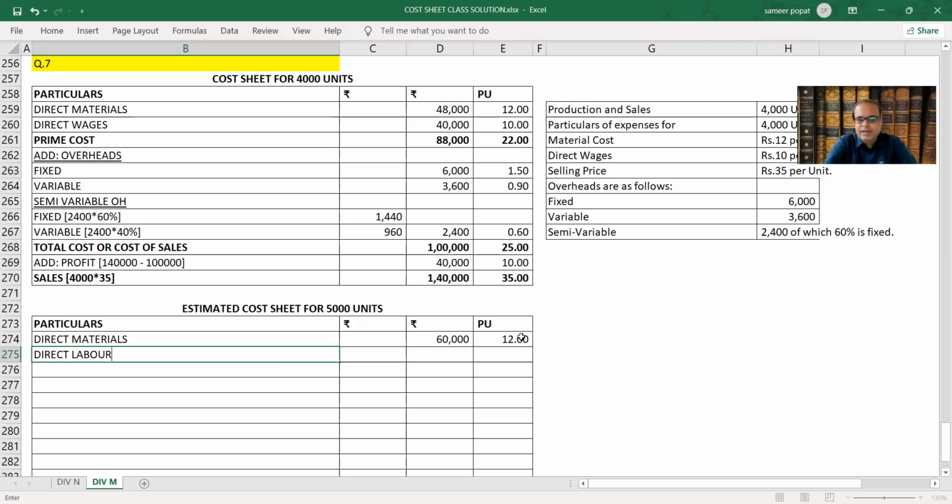Similar rules will be applied for direct labor, direct wages. Again, direct wages is considered to be the variable cost. So 10 rupees would remain constant. So if I multiply this 10 by new quantity 5,000, I will get total 50,000. Let us take the total, that would be prime cost. If I divide it by 5,000, I will get same 22 rupees per unit. Till prime cost, everything is variable.